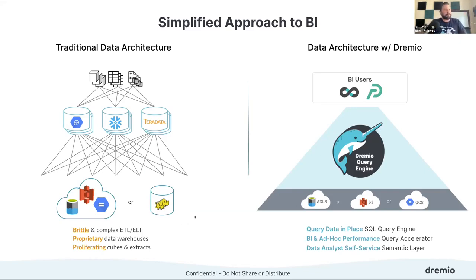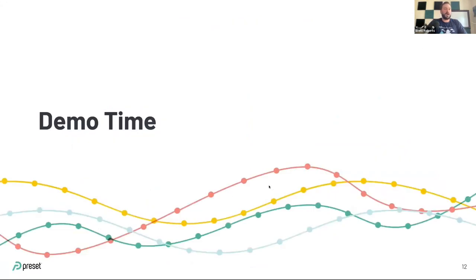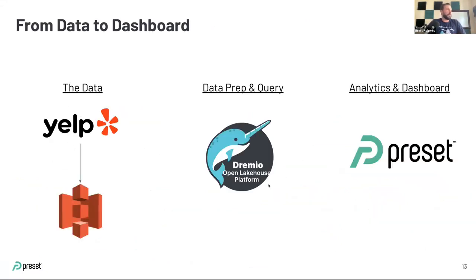So just setting the table here, let's actually see this in action and see how we can use Dremio and Preset to query a data source that's in the data lake. And for this demo purpose today, what we're going to show you is, I actually think, one of the cooler data sets that I've seen that's public, which is a Yelp data set.